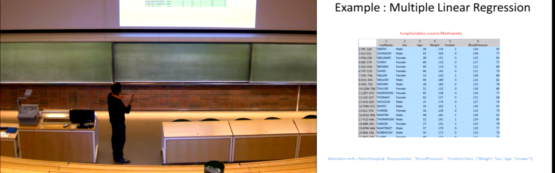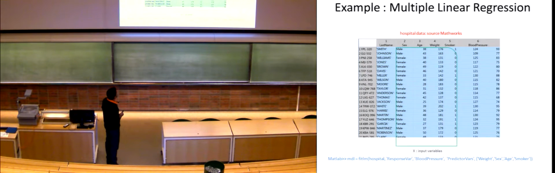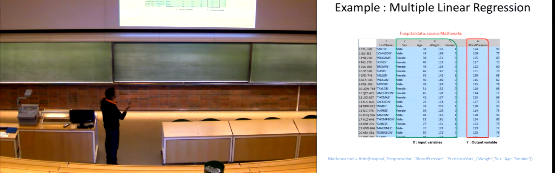I have taken this example from the MathWorks source. As you can see here, there are different variables that determine a particular person's information, such as the surname, the gender, the age, the weight, whether or not they smoke, and their systolic and diastolic blood pressure. So what I have to do now is build a model based on these input variables. These are my independent variables, and I want to build a model for determining the systolic blood pressure. So here my output variable would be systolic blood pressure.